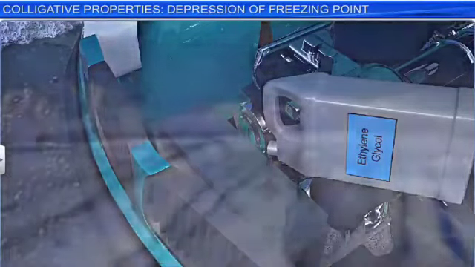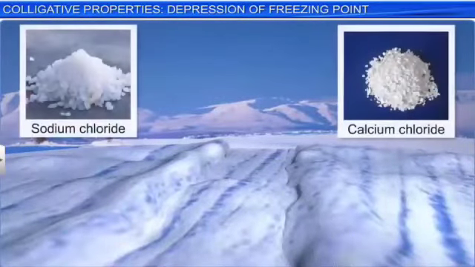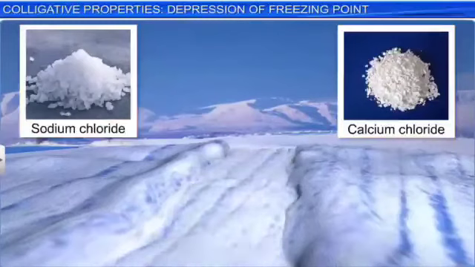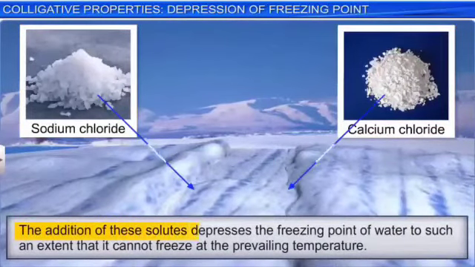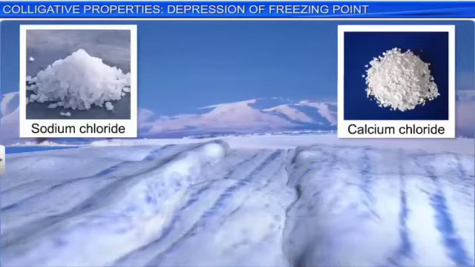Another important application is the use of common salt, that is, sodium chloride or even calcium chloride, to clear the snow on the roads. The addition of these solutes depresses the freezing point of water to such an extent that it cannot freeze at the prevailing temperature, and hence the snow melts off easily.